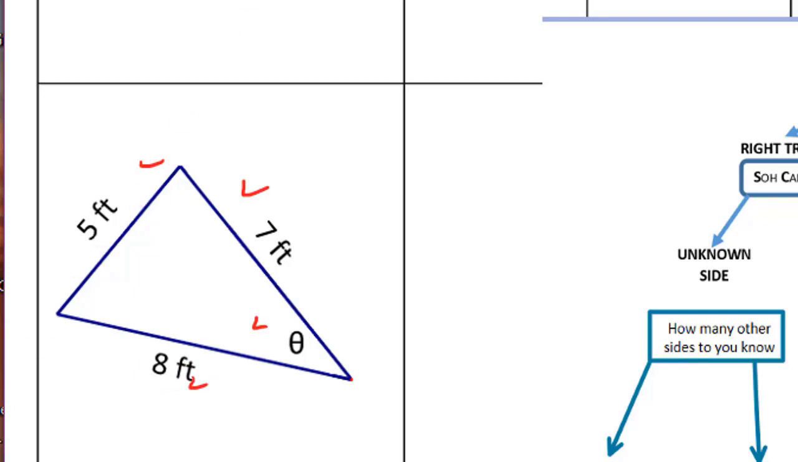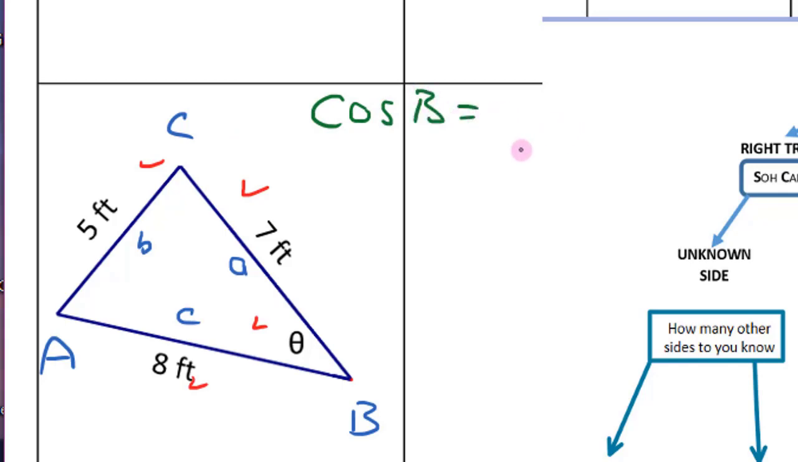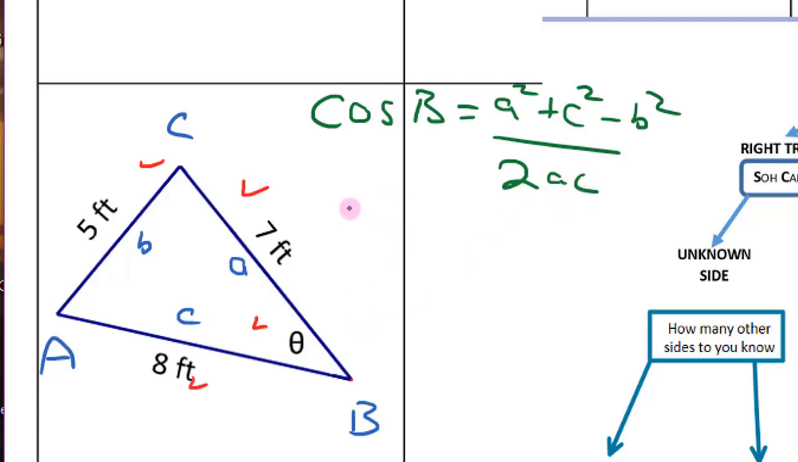I'm going to label my diagram with A, B, and C. So A, B, and C, making this side B, this side A, and this side C. So to calculate angle B, I'm going to use the cosine law this way. It's going to be cosine of angle B is going to equal A squared plus C squared minus B squared, all divided by 2AC. Plugging in what I know, I'll be able to calculate angle B. Good luck. Now, let's take a look at the next one.